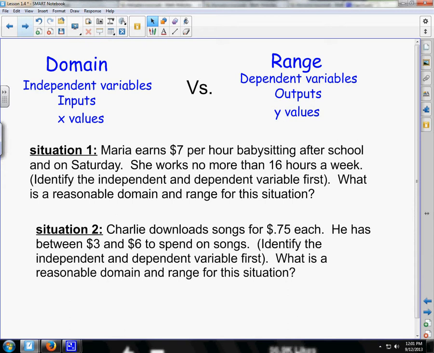Okay, domain versus range. So domain are the independent variables, the inputs, the x values. Those are the three main things. And the range is the dependent variables, the outputs, or the y values. So here's two situations. Try these problems, push pause, and then we'll go over them.